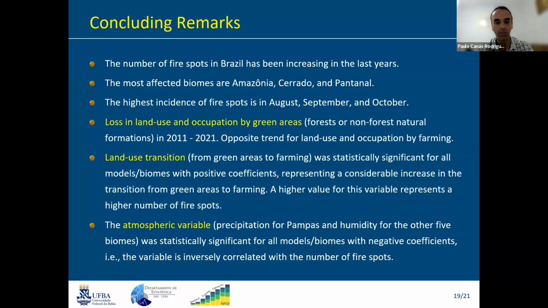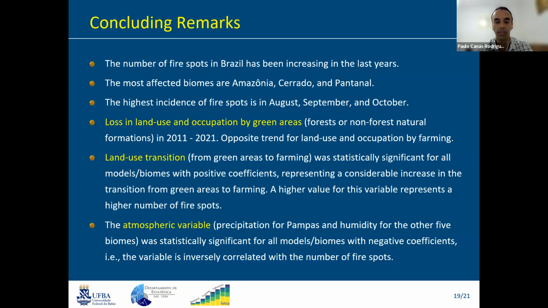So these are some conclusions. The number of fire spots in Brazil is increasing. It has increased in the last years. The most affected biomes are those that are mostly on the news: Amazonian, Cerrado, and Pantanal. Mostly Amazonian, Pantanal. In the last few years, Pantanal burned a lot. The highest incidence of fire spots is August, September, and October. And then there is a loss in land use and occupation by green areas. This loss is going from green areas to farming and agribusiness.